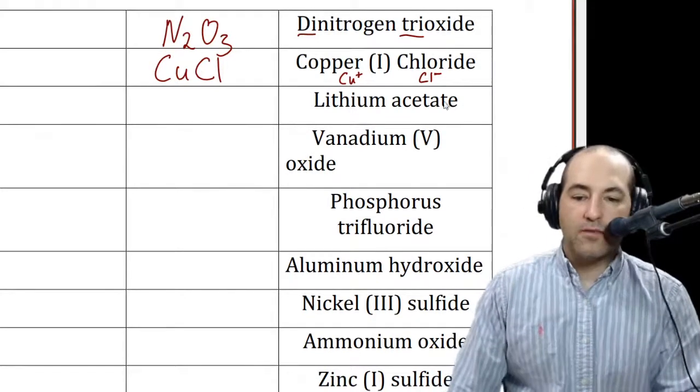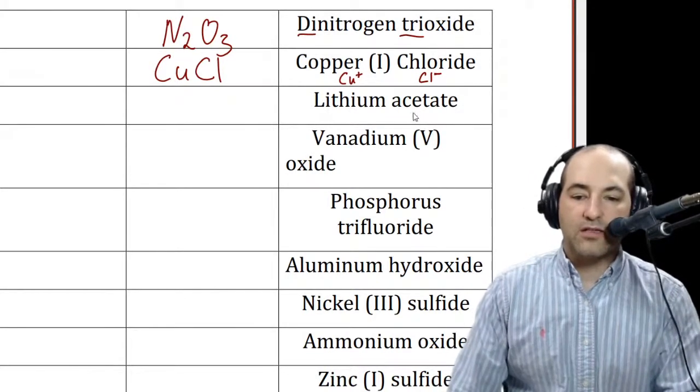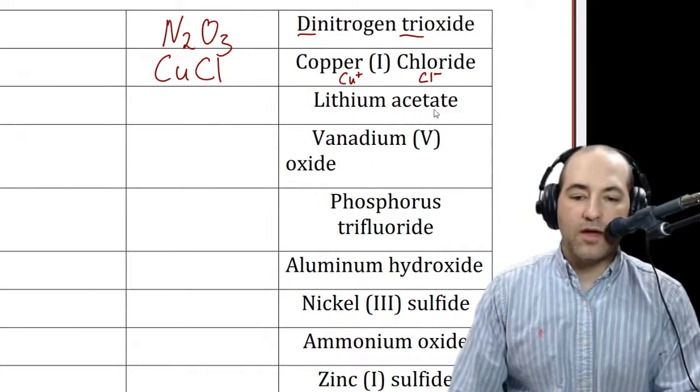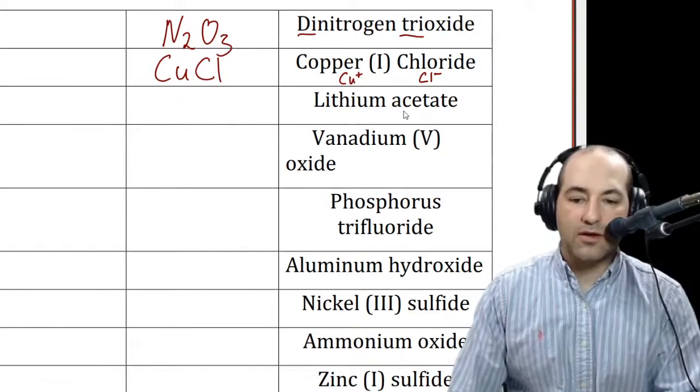Okay, let's look at the next one, lithium acetate. So acetate is a polyatomic ion. You won't find it on the periodic table. One clue from that is that it ends in -ate instead of -ide. So that tells us it's got to be polyatomic. And we can write that down like this.